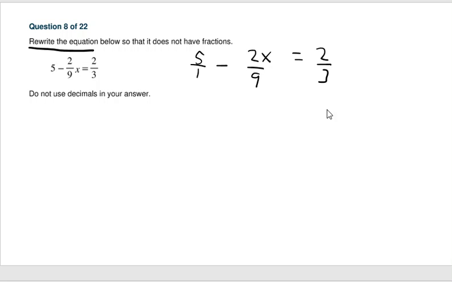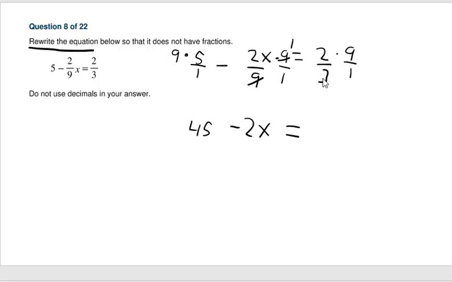Okay? So if you want to rewrite this so that it doesn't have any fractions, or you want to eliminate the fractions, what you do is you find the common denominator between all three of the fractions. The common denominator between 1, 9, and 3 would be a 9. So if I times this by 9, remember you have to times everything by that common denominator. So every term in the equation gets multiplied by 9. So 5 times 9 is 45. When we take a negative 2x over 9 times 9, if we cross reduce, 9 goes into 9 once. 1 times negative 2x is negative 2x. That fraction is now gone.